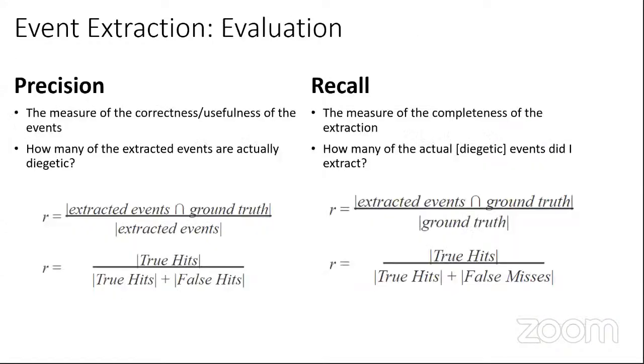Now, what is precision and recall? So precision here is the focus of the correctness and usefulness of the events, while recall focuses on the completeness of the extraction.